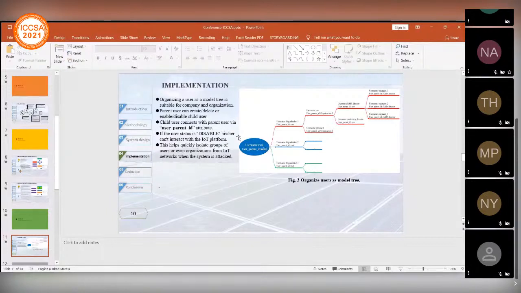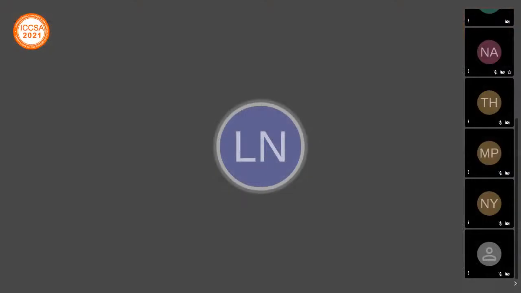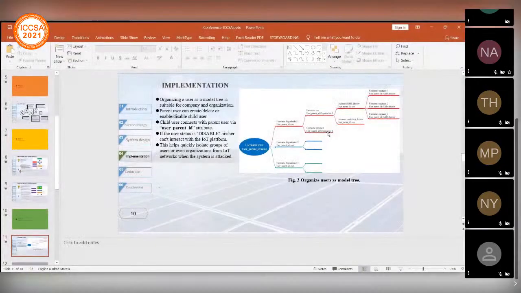The root user plays the role of the IoT network administrator. The parent user can create, delete, enable, or disable child users. The child user is connected to the parent user via the user parent ID attribute. If a user has disabled status, he or she cannot interact with the IoT platform. This helps to isolate a group of users or even an organization when the system is attacked.